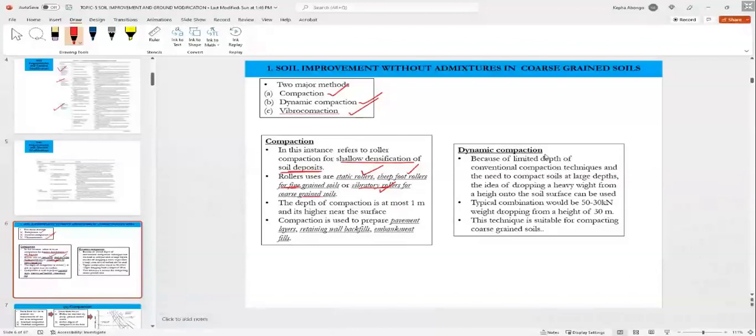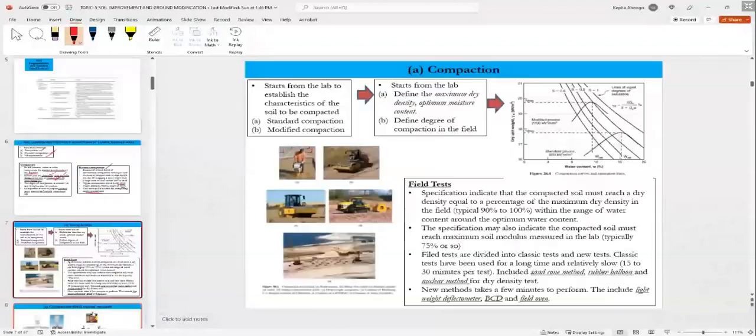For dynamic compaction, you want to compact as much depth as possible. In this case, we drop a weight. The weight will typically be 30 to 50 kilonewton, dropping from a height of 30 meters. So this is suitable for compacting coarse grained soil and compacting deeper depths. So let's have a look at this. Let's start with the compaction.